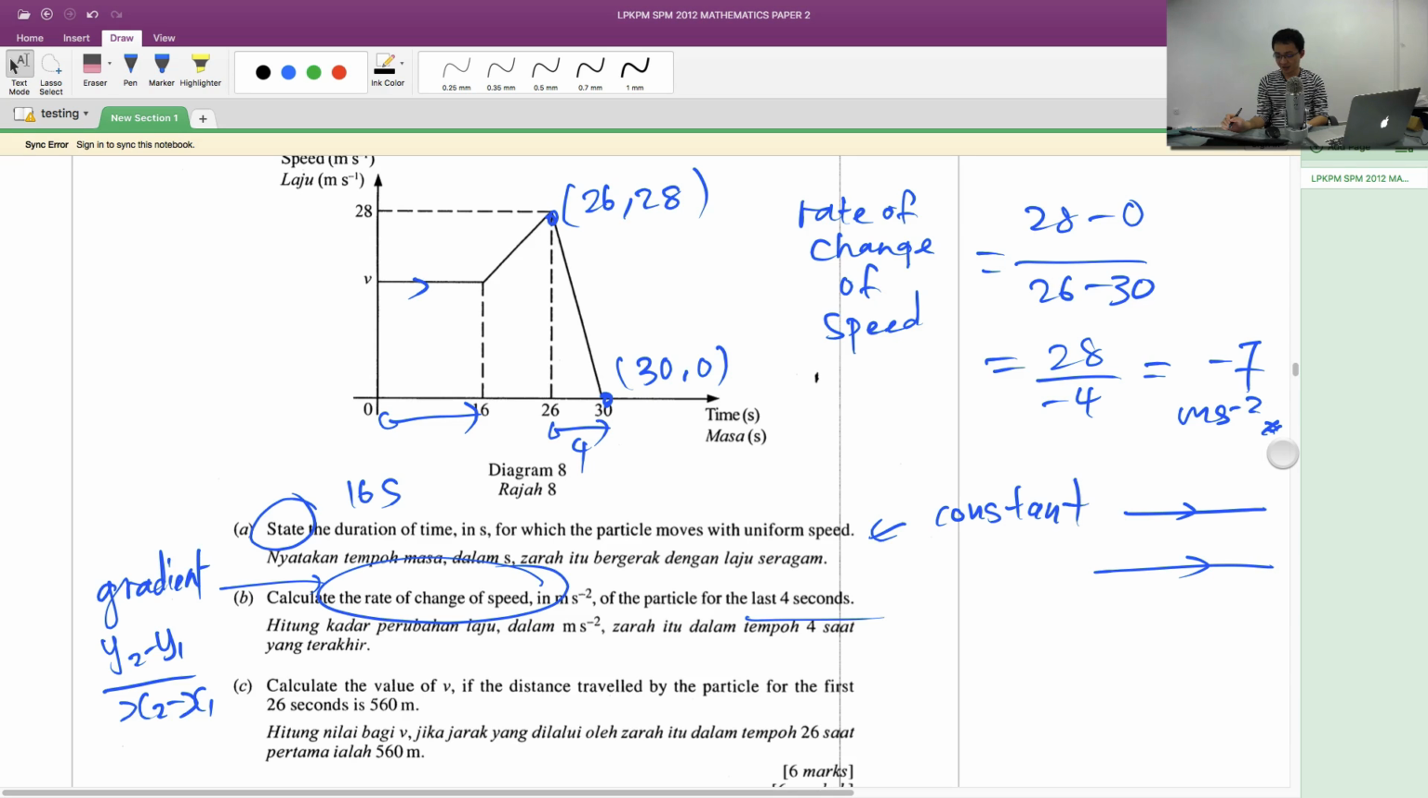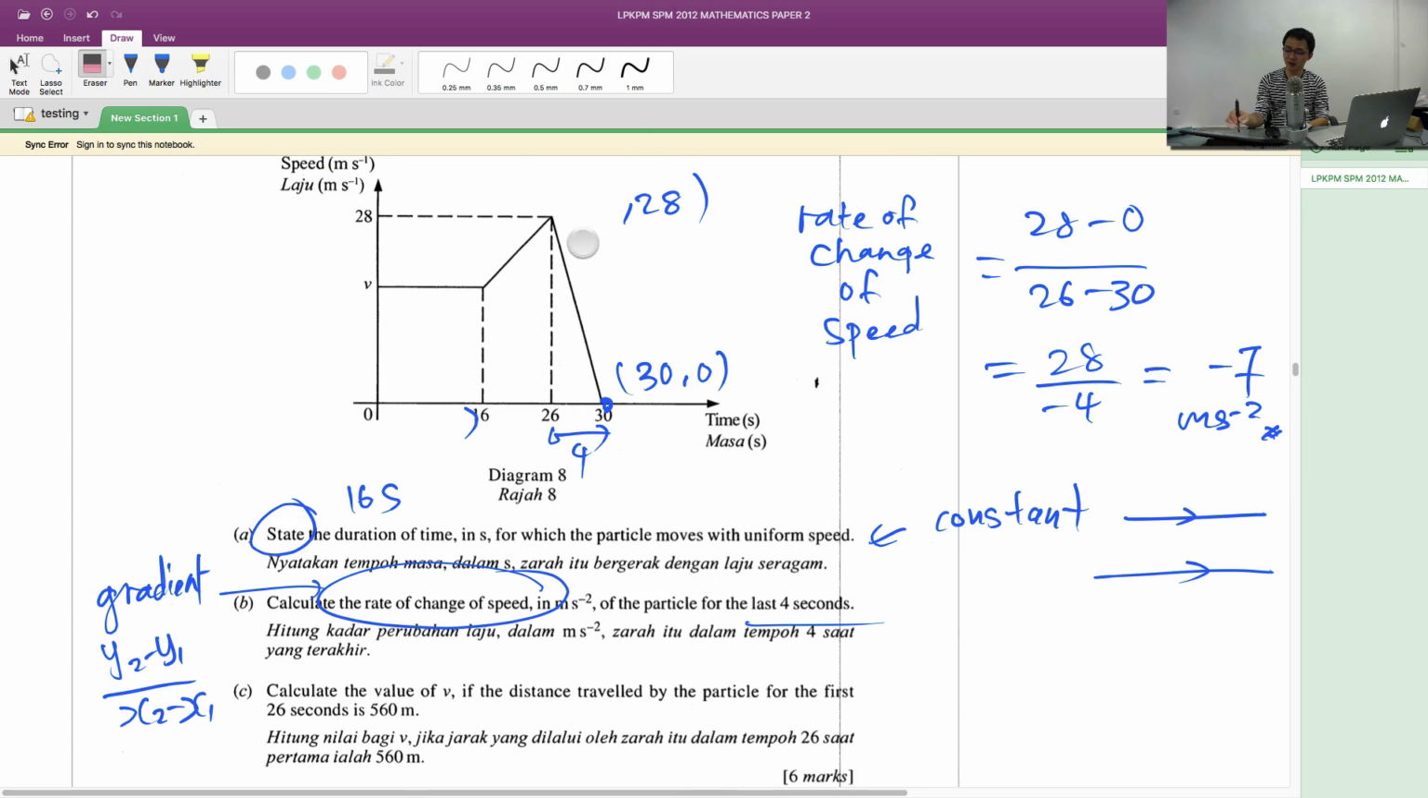Then calculate the value of v if the distance traveled by the particle in the first 26 seconds is 560 meters. In the speed-time graph, in order to find the distance actually means area. In this case, it tells you the area for 26 seconds only. So I will shade until 26 seconds. It's 560 meters. That means I need to find the area under the graph.